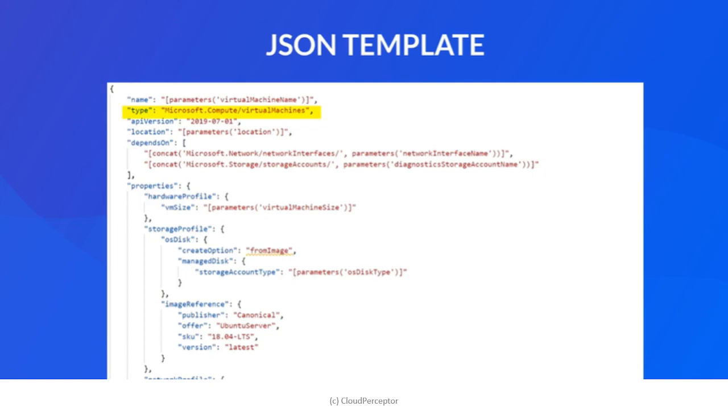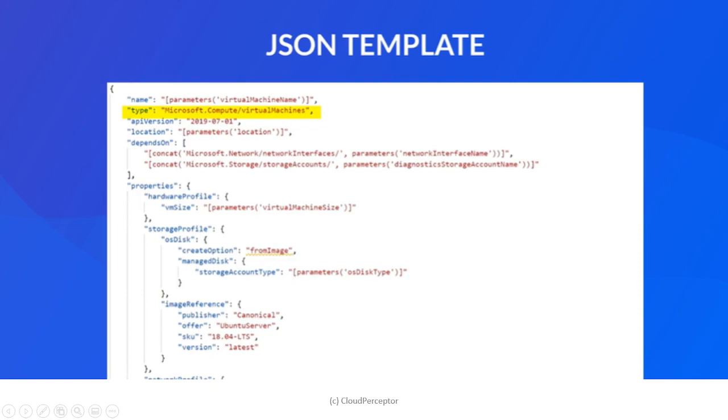So once you have the template ready, you can reuse it for other environments, for recreating the resources. We'll be creating one virtual machine using this ARM template, and I'll show you how easy that is. Okay. So this is the sample JSON template for one of the resources.